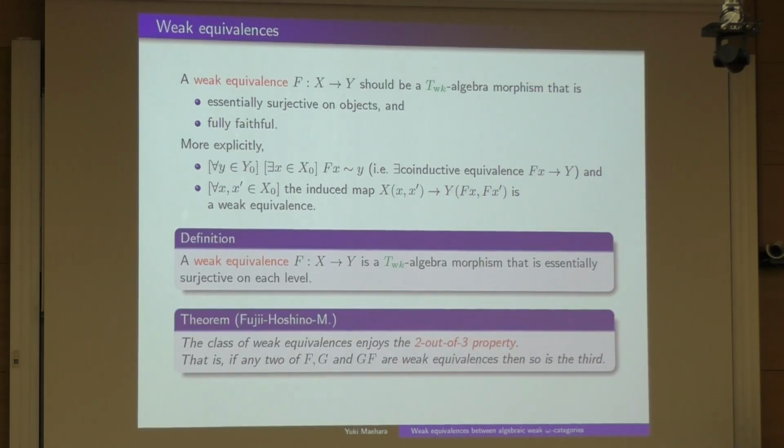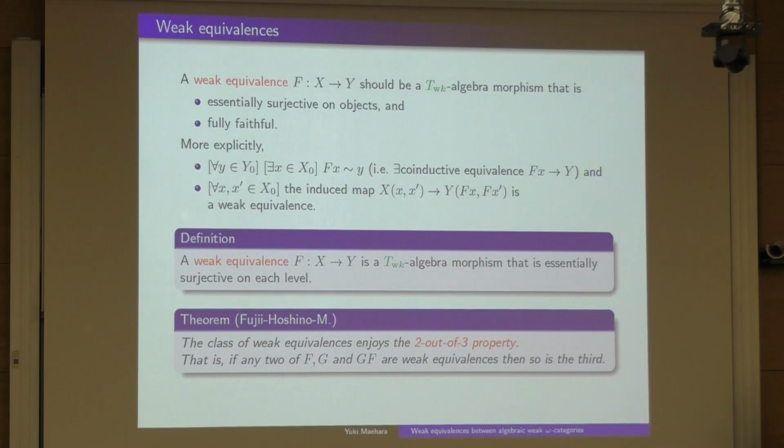And here is the thing that we prove in our paper, which is that the class of these weak equivalences, in this sense, has the 2 out of 3 property, which says that if you have a composable pair of algebra morphisms F and G, then if any 2 of F, G, and the composite GF are weak equivalences, then so is the third. So this is something that you'd hope to hold for a reasonable class of equivalences.